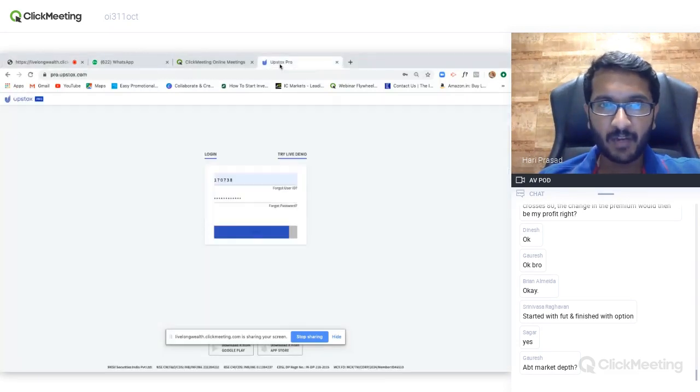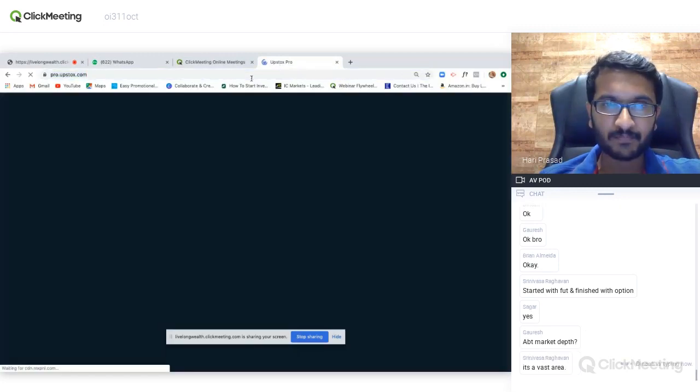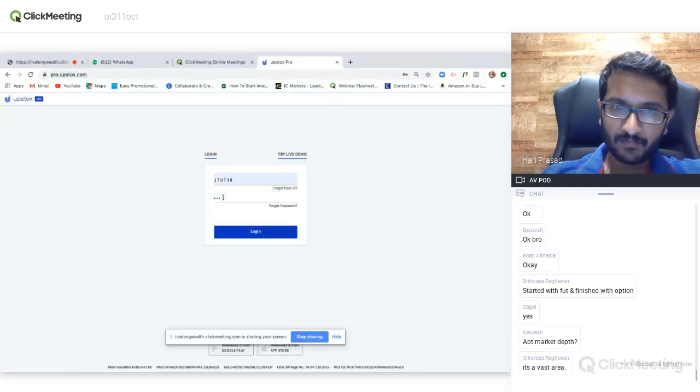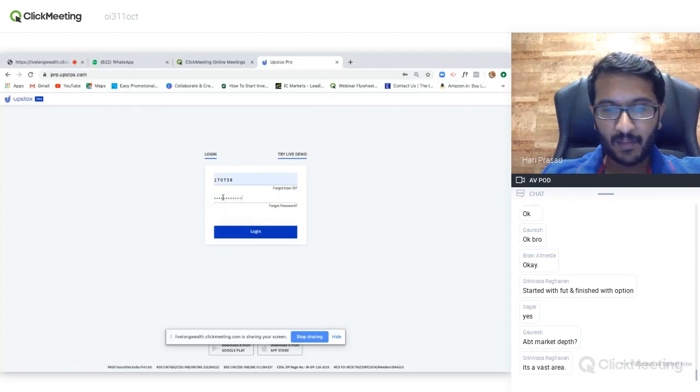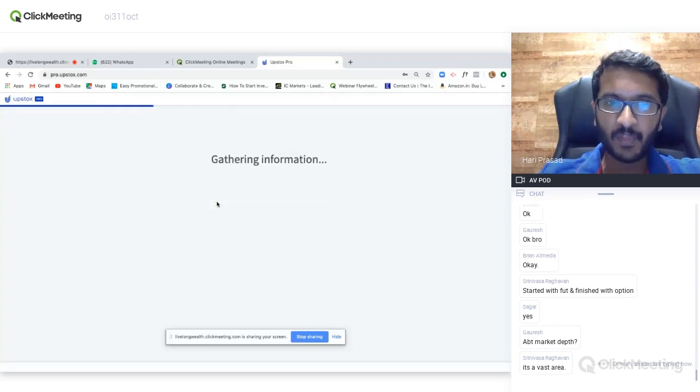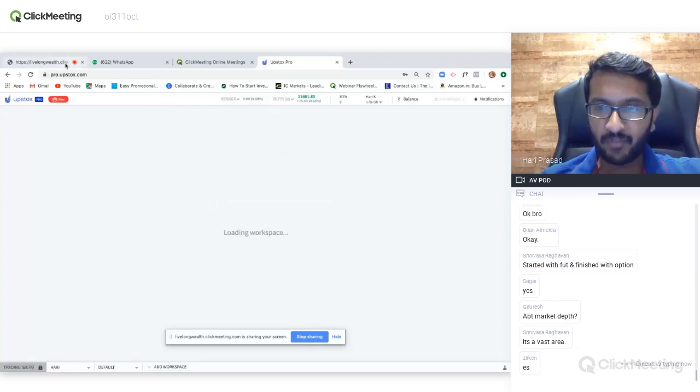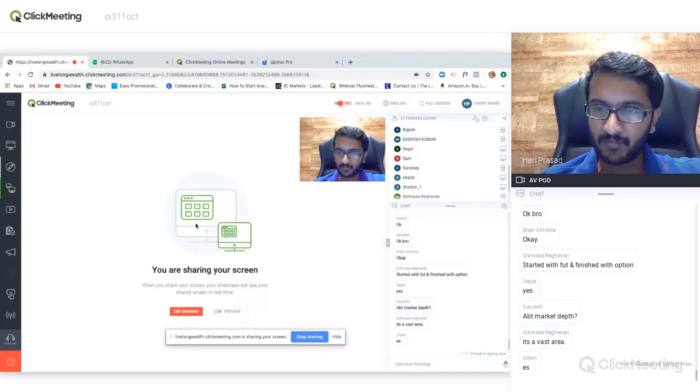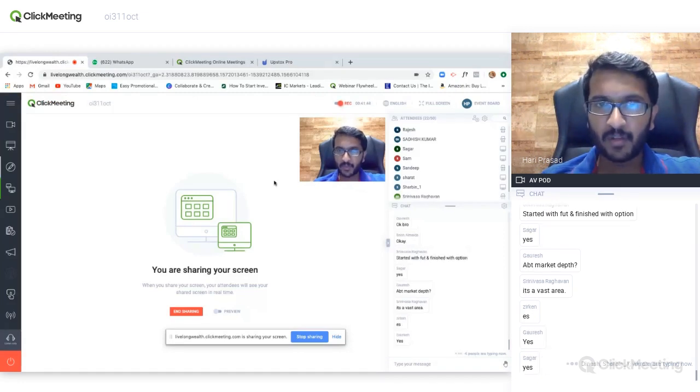So coming to market depth, I don't know why this is loading. So I hope almost everyone has got an idea of what is open interest, what is volume, how it is going to affect all these things. If it is fine for you, we'll continue a bit more. Yeah. Okay.